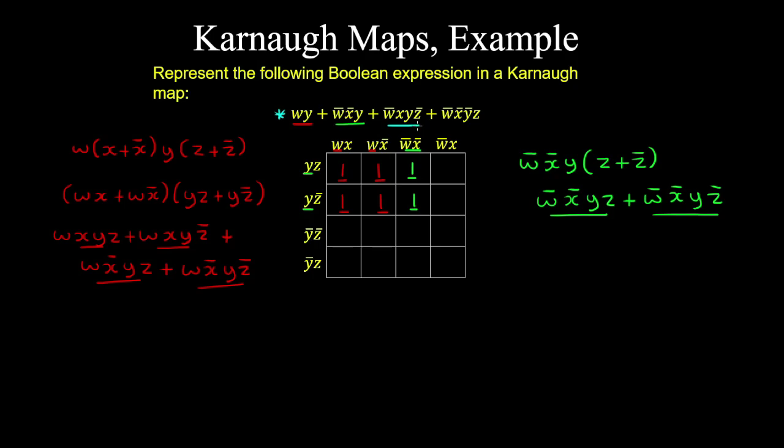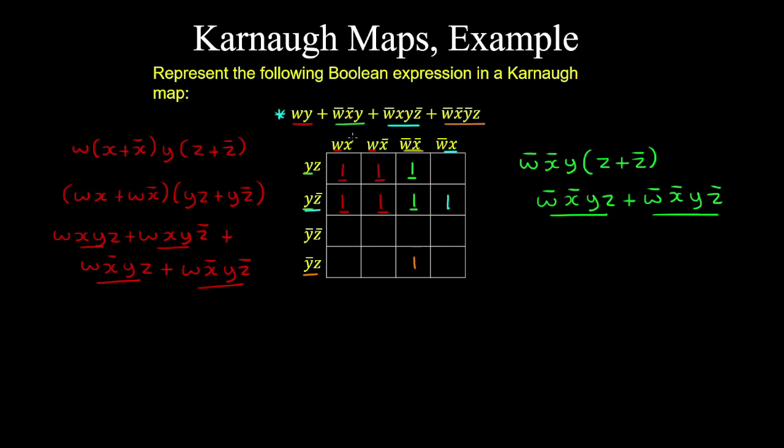And then these next terms are straightforward to represent. So we'll look for w bar x and yz bar, which goes here. And finally, we have w bar x bar, y bar z. So this term is represented as follows in the Karnaugh map.